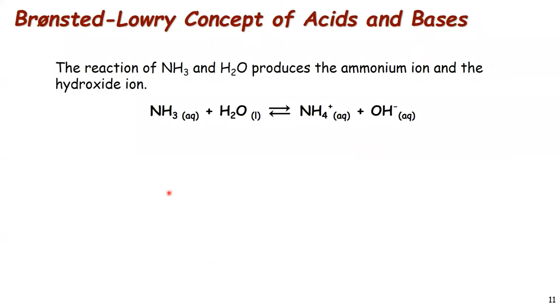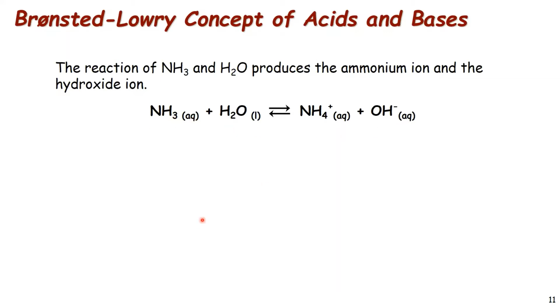So let me show you. Here's an example. We have ammonia reacting with water to produce the ammonium ion and the hydroxide ion. So this is the net ionic equation, right? A molecular equation wouldn't have any ions in it. And a complete ionic equation, this is actually both a complete ionic equation and a net ionic equation. But remember, the net ionic equation wouldn't have any spectator ions. So this is the net ionic equation.